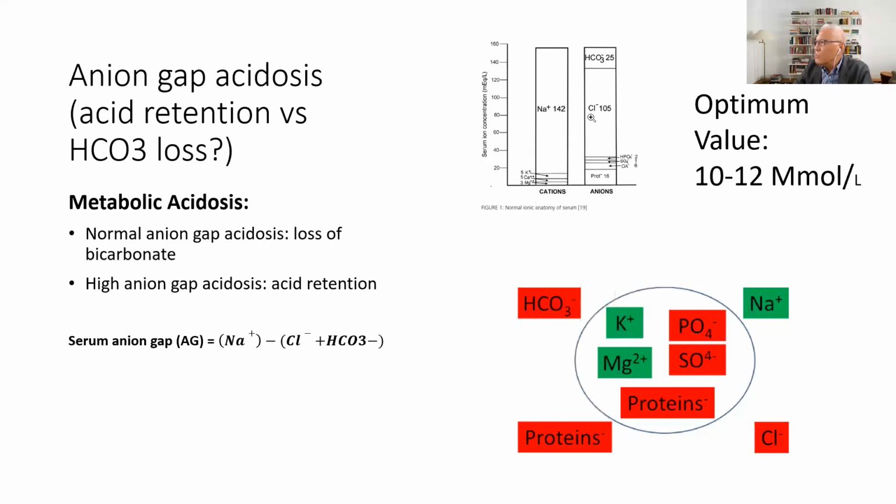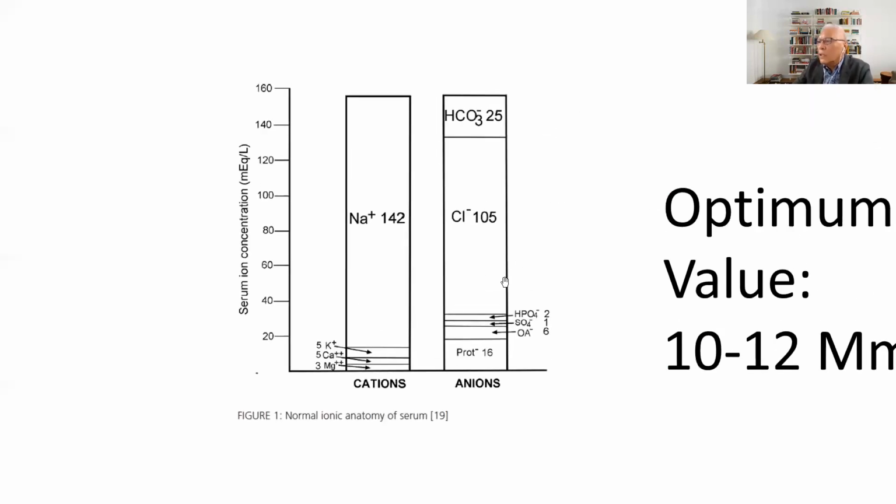I'm going to zoom it in. Do you notice that sodium is 142? It's a positively charged ion. It's a cation. And potassium is also a positively charged ion, as are calcium and magnesium. So if you add this, 142 plus 10, 152 plus 3 is 155.